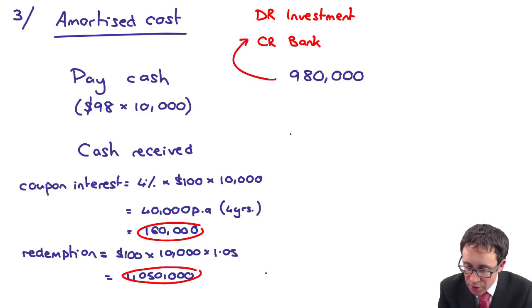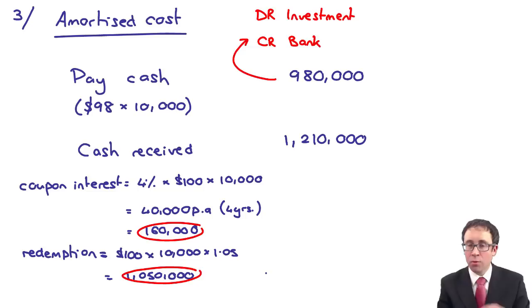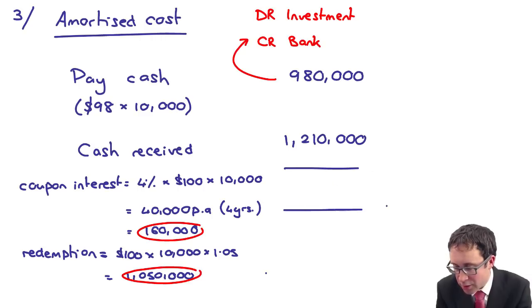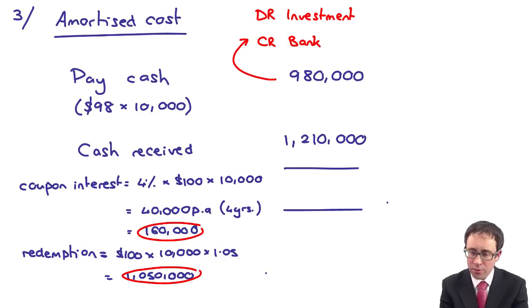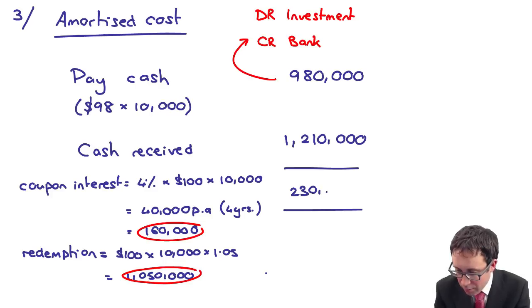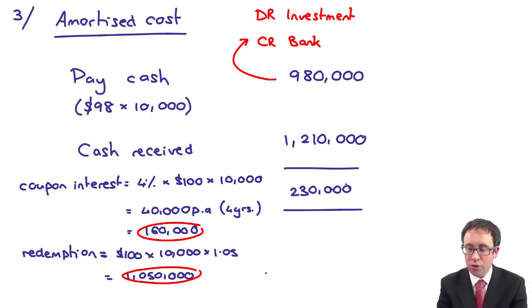Okay. So what you've got there is, if you total those two up, the 160 and the 1050, then the amount of cash that you receive is the 1,210,000, isn't it? So the difference that you have then got between the two, and correct me if I'm wrong, I think is 230,000. Okay.